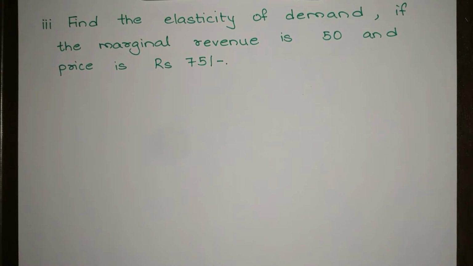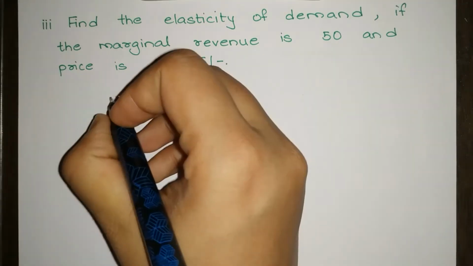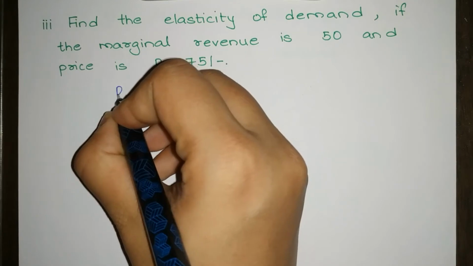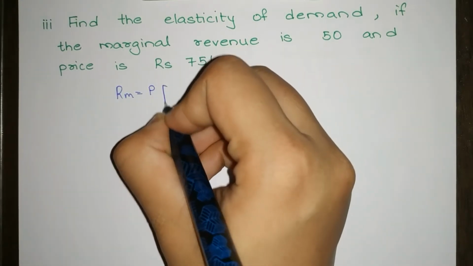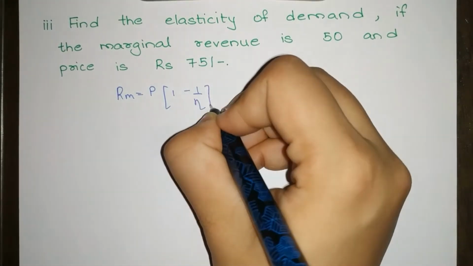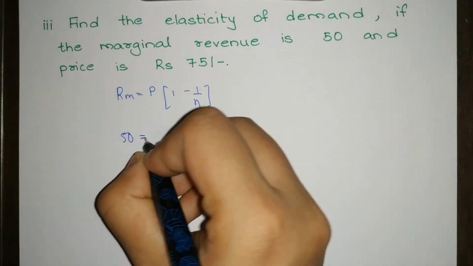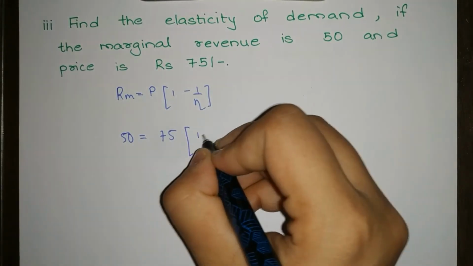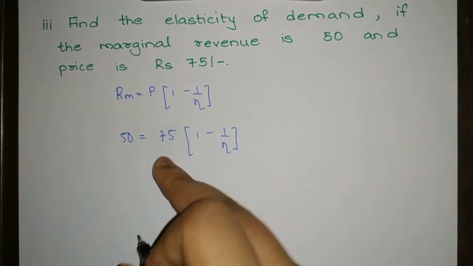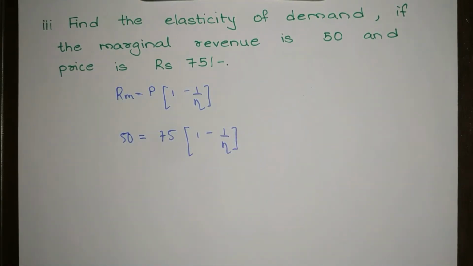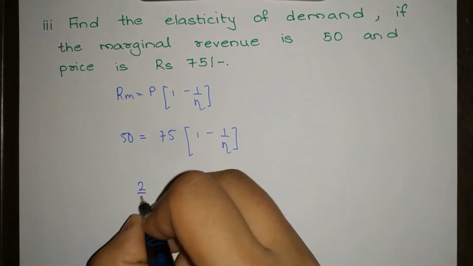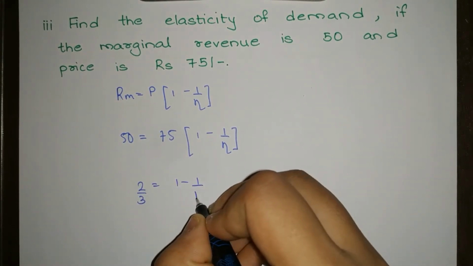In the third part we have: find the elasticity of demand if RM, the marginal revenue, is 50 and price is 75. Okay, so we are given marginal revenue and price and we have to find eta now. So we'll use the same formula. So RM is equal to price into 1 minus 1 by eta, and RM is 50, price is 75. On taking this to the other side and dividing it, we get 2 by 3 is equal to 1 minus 1 by eta.